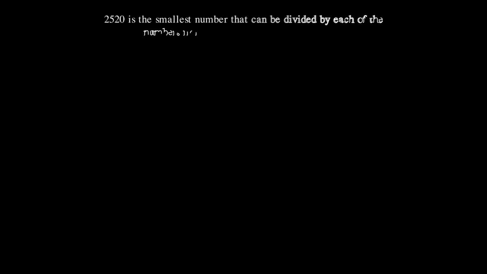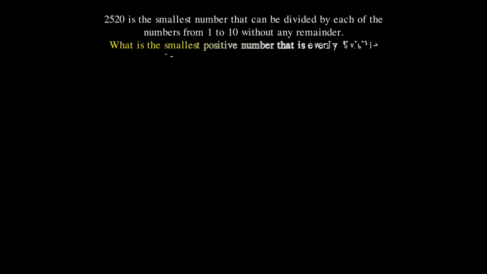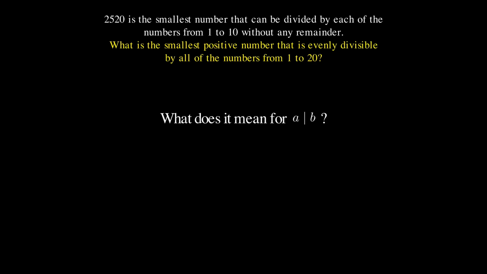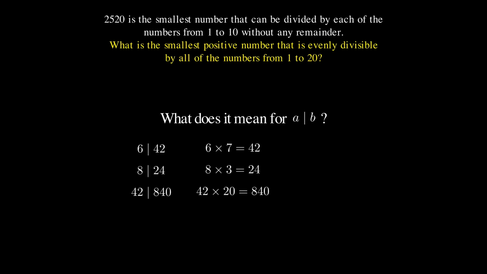All right, let's look for the smallest number that is evenly divisible by every number from 1 to 20. And first we need to talk about what we mean by evenly divisible. For example, we say 6 divides 42 because there exists this number 7 such that 6 times 7 equals 42. And the same idea for the other two examples there.